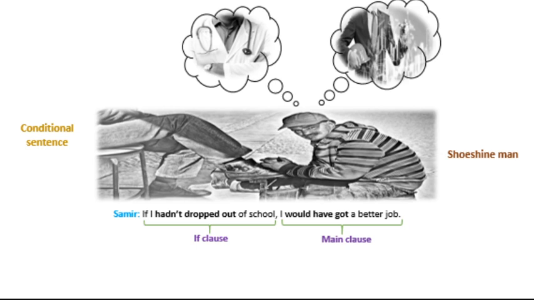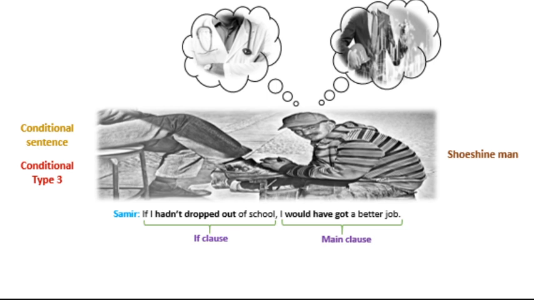So what type of conditional sentence is this? Because we have different types of conditional sentences. We have four types. Conditional type 0, type 1, type 2, and type 3. So which type is this? It's the conditional type 3. So now as you can see, the condition here is not met because Samir dropped out of school and he didn't continue his studies. So as a result, the action in the main clause did not happen.